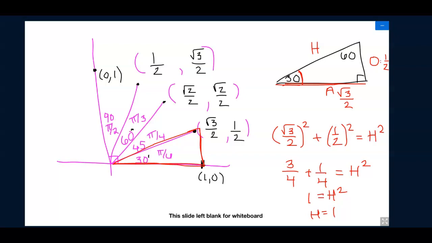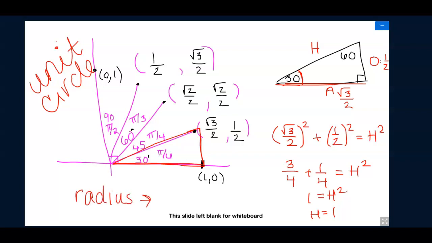Does it make sense that the length of the hypotenuse is 1? What type of triangle is this? What do we call this circle right here? Right? The unit circle. Unit, or uni, means what? 1. The unit circle, by definition, has a radius always of 1. So again, this is the unit circle. It has a radius of 1. The hypotenuse of that 30, 60, 90 triangle better be 1.